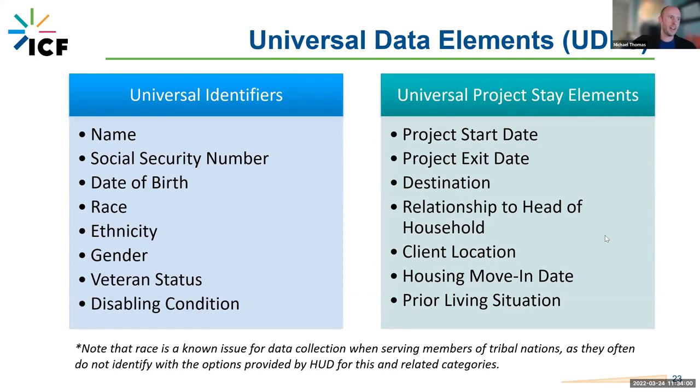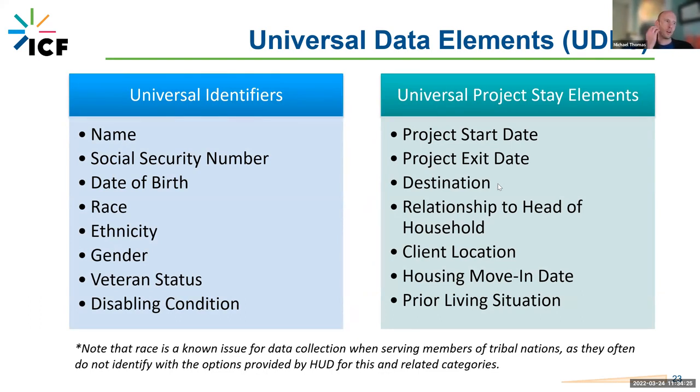So the universal data elements are what you see on your screen here. I'm not going to read through every one of them. You'll have these slides, but it's your basic identifying information and information that's useful across all of the program types. It's also things like your project start date, exit date, destination. Those are things that have a big impact on reporting, especially with HUD reports.